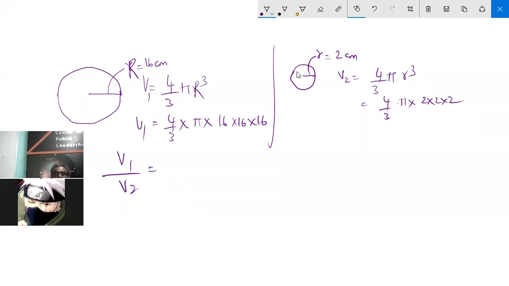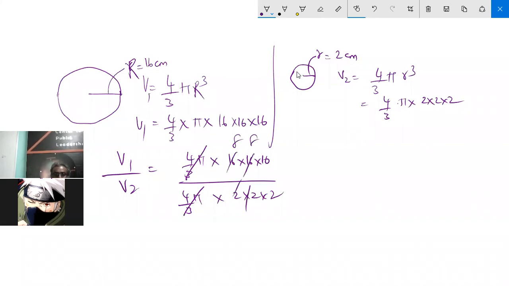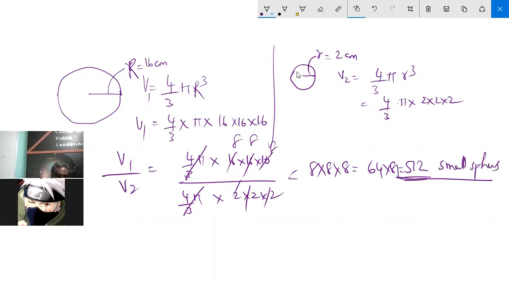Very simple. So 4/3 pi into 16 into 16 into 16 divided by 4/3 pi into 2 into 2 into 2. The 4/3 pi will cancel out. Each will become 8, 8, 8. That is equal to 8 into 8 into 8, 64 into 8, which is equal to 512. So 512 small spheres you will get. That is the answer.